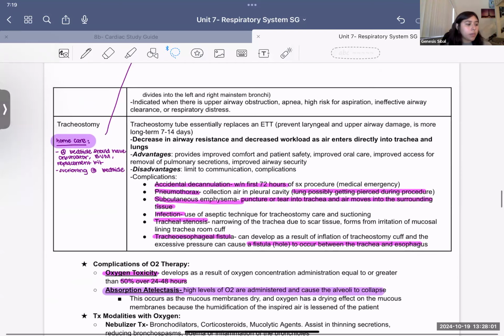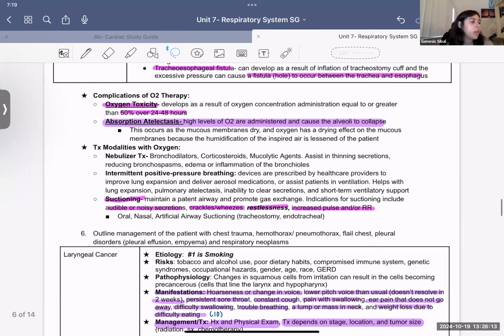So just things to note, but really the biggest ones are probably pneumo, and then probably a decannulation, and then probably an infection, because obviously she might ask you about care and all that stuff, and you might not be aseptic with what you're doing.